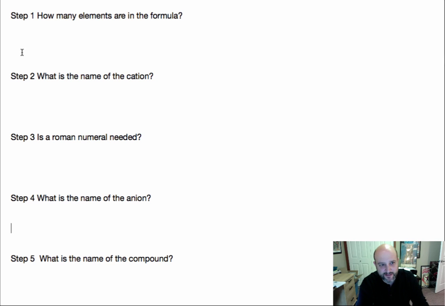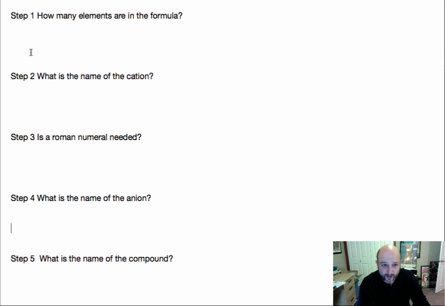The first thing you look at is how many elements are in the formula. You divide the formula into two parts, a left and a right side, by looking at the number of elements there are. If there are 2 elements, the first element will be a metal. So the left one will always be a metal. You're also going to want to memorize your table of polyatomic ions, and we'll go over that later, but you should memorize that table to make your life a lot easier.